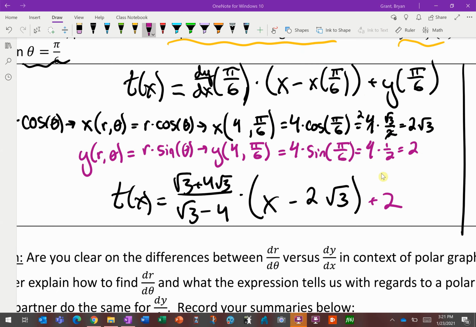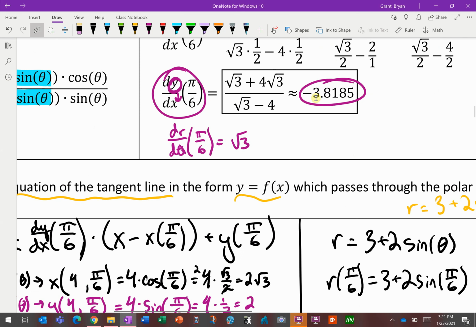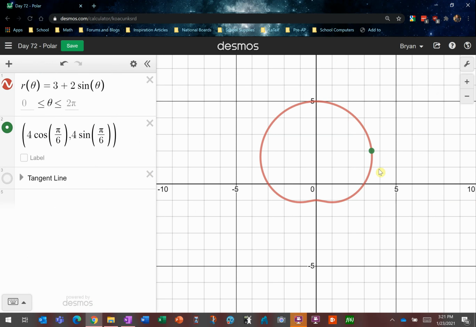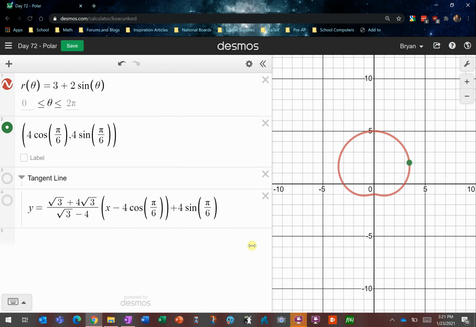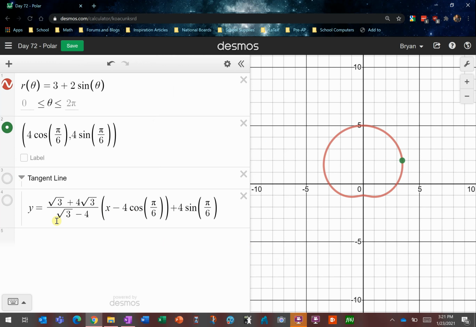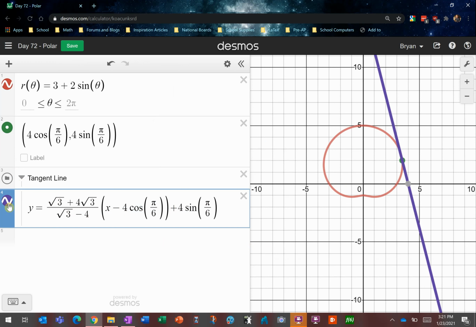What is that negative slope? Oh yeah, it is negative 3.8185, or this fraction monstrosity over here. So I think our slope makes a lot of sense if we bounce a tangent line off of it. I actually have the tangent line prepared, and you can see how I wrote it over here. I just did our dy dx, and then I used the two formulas for x and y. And when I turn this on, look at that, perfect little tangent line.